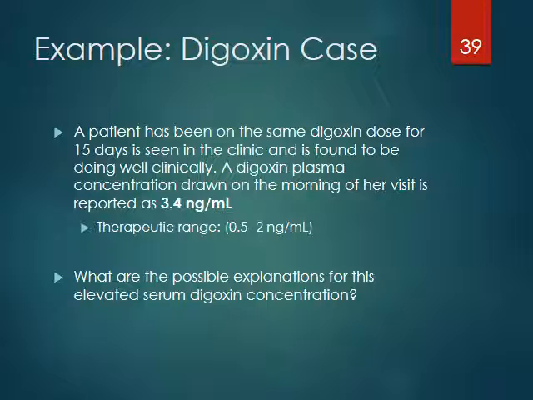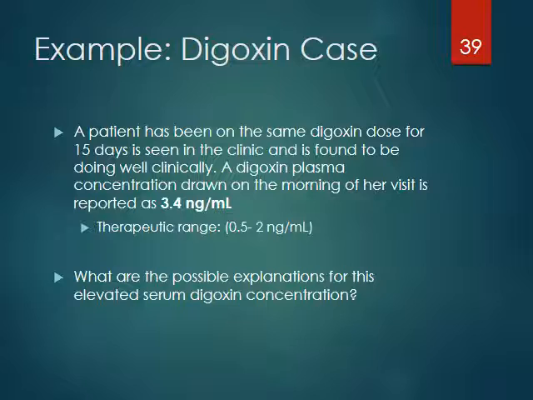the clinic and was basically found to be doing pretty well clinically. Clinically stable, not having any issues. And so the provider went ahead and did a digoxin plasma concentration that morning of her visit and reported it back at 3.4 nanograms per mL. Therapeutic range was between 0.5 and 2 nanograms per mL.